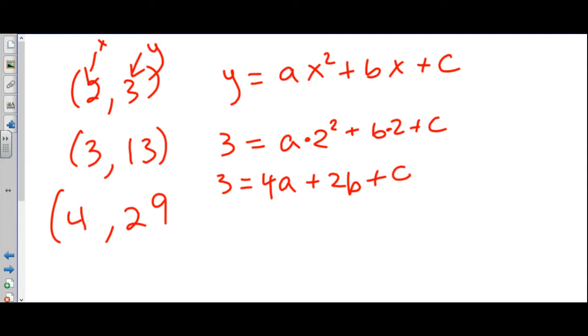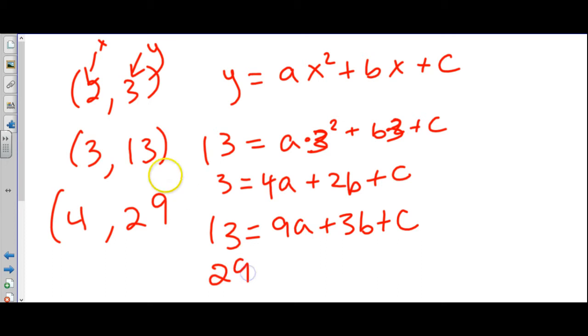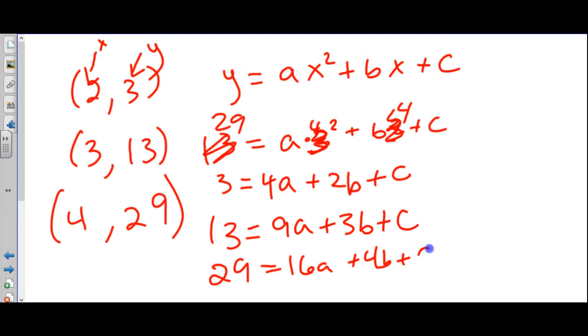So next we'd plug in 3, 13. Y is 13. We plug in 3 squared and 3 here. 3 times 3 is 9, so we'd have 9a plus 3b plus c. And then 4, 29, we plug in 29, and 4 squared would be 16a plus 4b plus c.